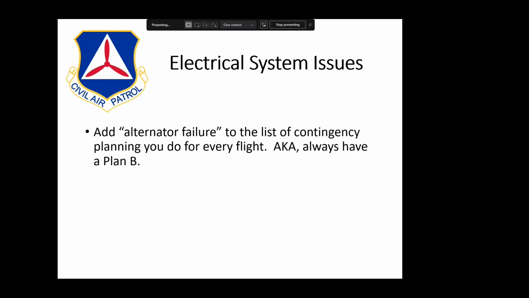Recommend you add alternator failure to your contingency planning for every flight. What are you going to do? In a day flight, maybe I go to an uncontrolled field where I can land. What about a night flight? That becomes potentially a little more of an issue. How do I manage that while I still have the battery power so that I have potentially landing lights and I have flaps?